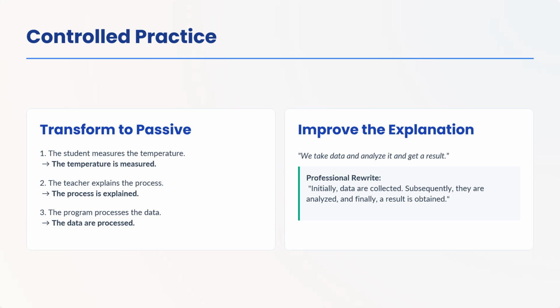So, for example, rather than saying we take data and analyze it and it gets results, we can rephrase our language and speak professionally, like, for example, initially data are collected, subsequently they are analyzed, and finally a result is obtained. So you see the difference between the first and second sentence. The second one sounds more formal, academic, and professional.